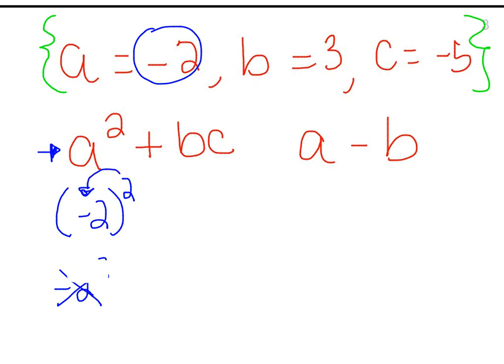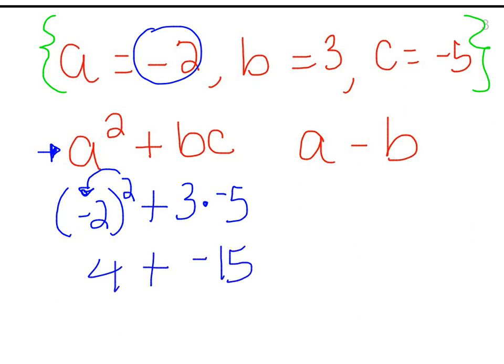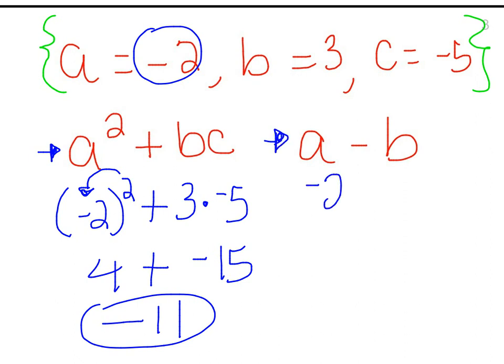Then we would write plus, and b is 3, so I'm going to say 3. It's stuck to the c, so I'm going to say 3 times -5, because c is -5. So (-2) squared is 4, then 3 times -5 is -15, and 4 plus -15 is -11. So that is finding the value of it, evaluating it. On this example, a is -2, and we're going to say minus b, and b is 3. So -2 minus 3, remember we change that to plus and change that to minus, and we have -5.